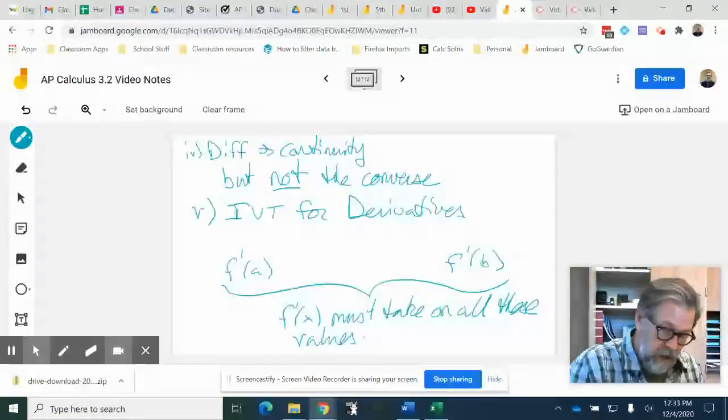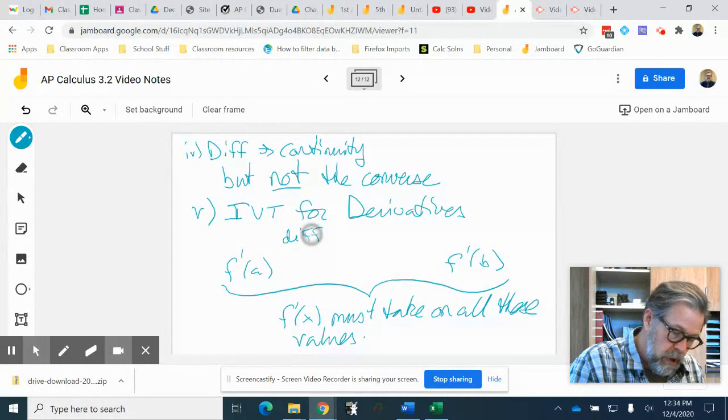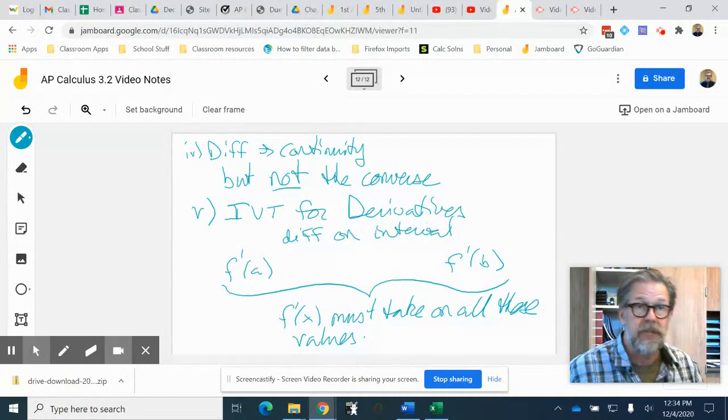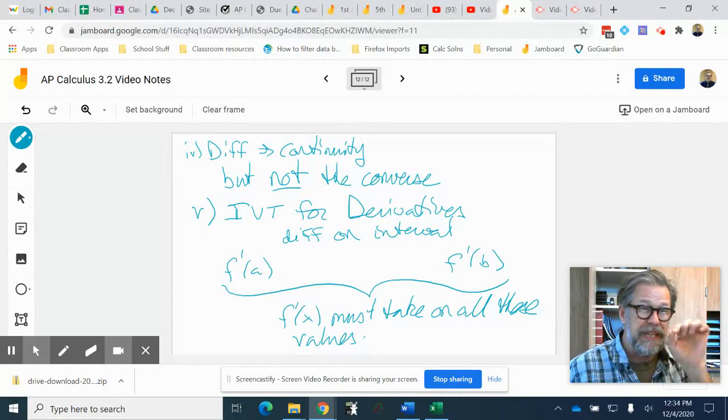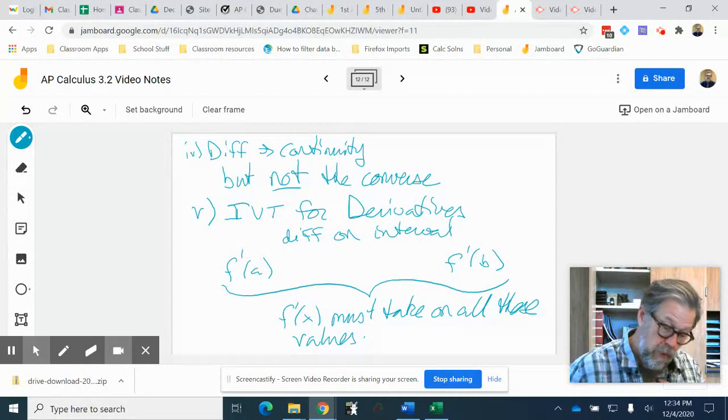But again, it has to be a differentiable function on this interval for this to apply. Obviously, absolute value of x doesn't apply. You can go from -1 to 1. Boom. But it's not differentiable because there's that point in between.